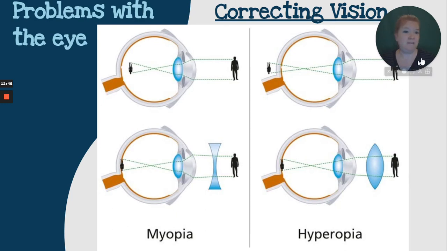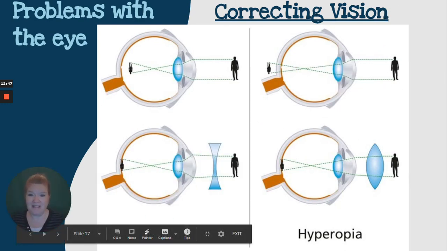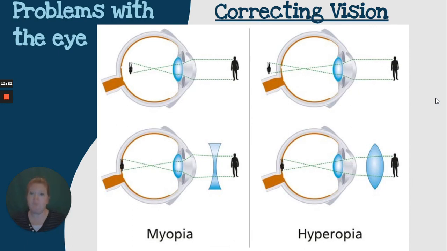So how do we correct vision? Well, a lot of times that's with glasses, right? So we use a lens to help adjust where the focal point is. So for myopia, we're going to use the concave lens, and it's going to change that focal point. Instead of focusing in front of the retina, I'm going to focus it on the retina, which is where I want it. And the opposite with hyperopia, I'm going to use a convex lens, and then instead of the object focusing beyond the retina, it's going to focus on the retina, which is where I want it.